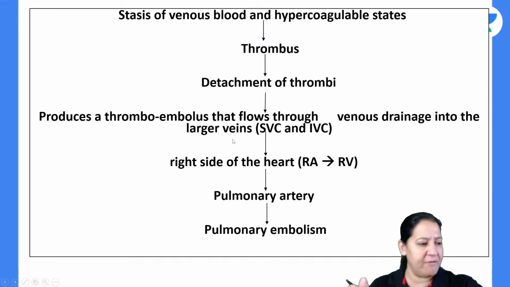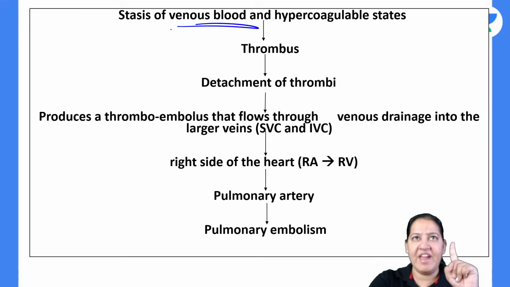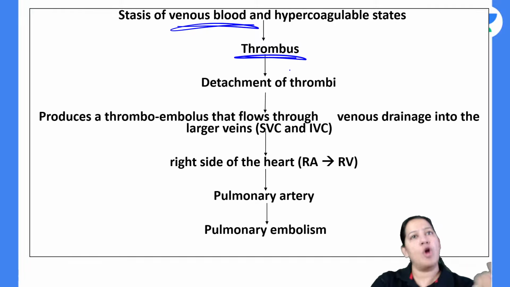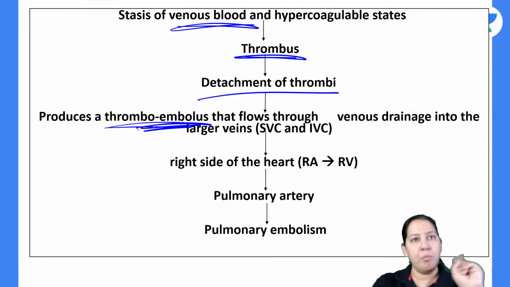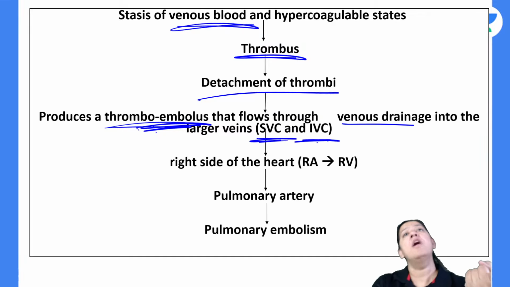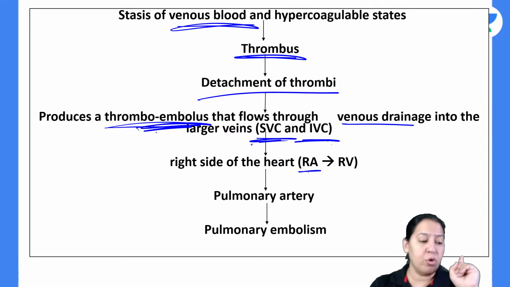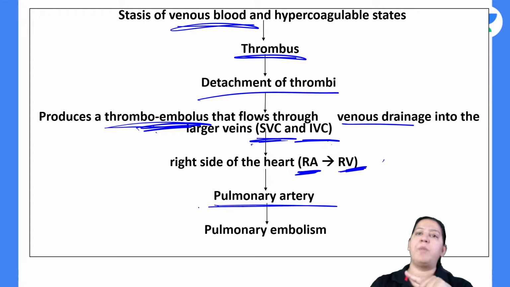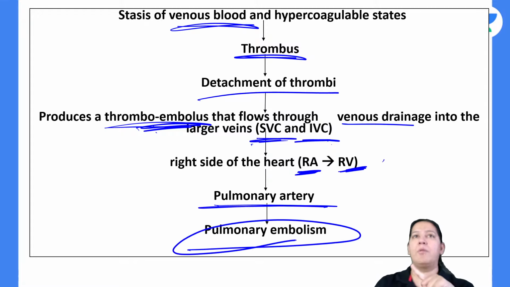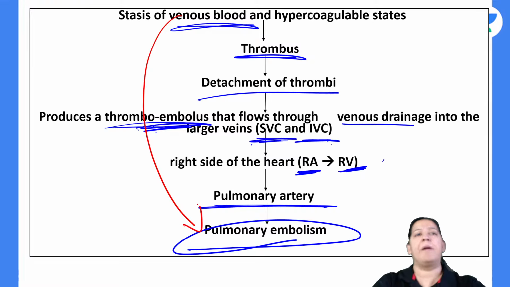This is the route as I have already told you. In the leg vein, first a thrombus is formed. The thrombus gets detached. It results in embolus formation, thromboembolus. All veins go to the superior vena cava or inferior vena cava. From the vena cava, it goes to the right auricle, from the right auricle to the right ventricle, and from the right ventricle to the pulmonary artery, and it will result in pulmonary embolism. So all venous emboli result in pulmonary embolism.